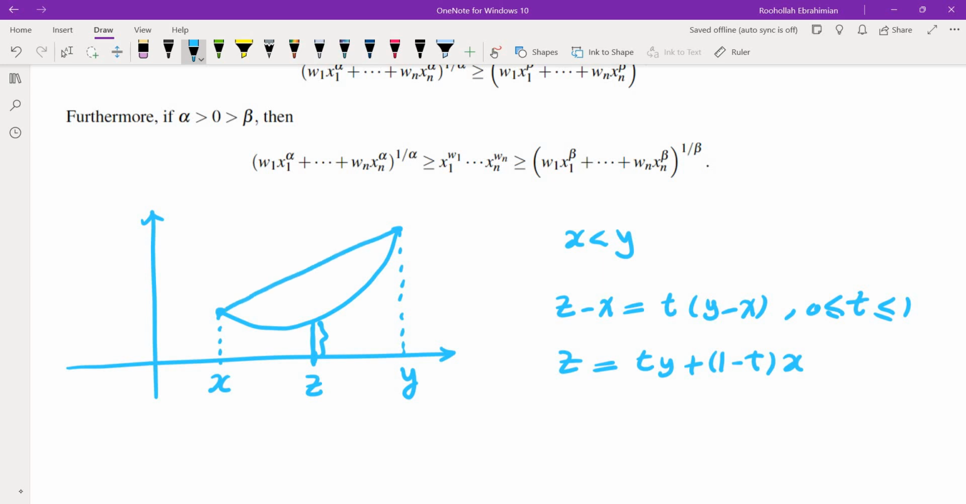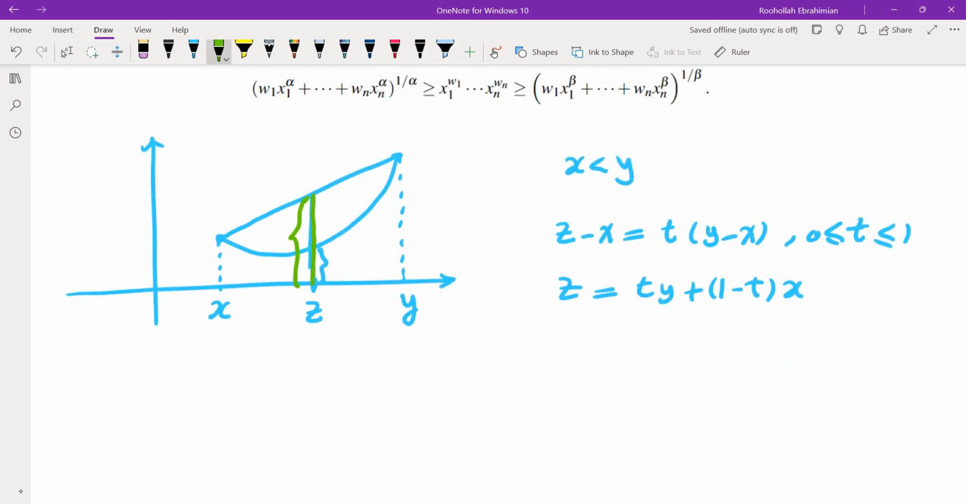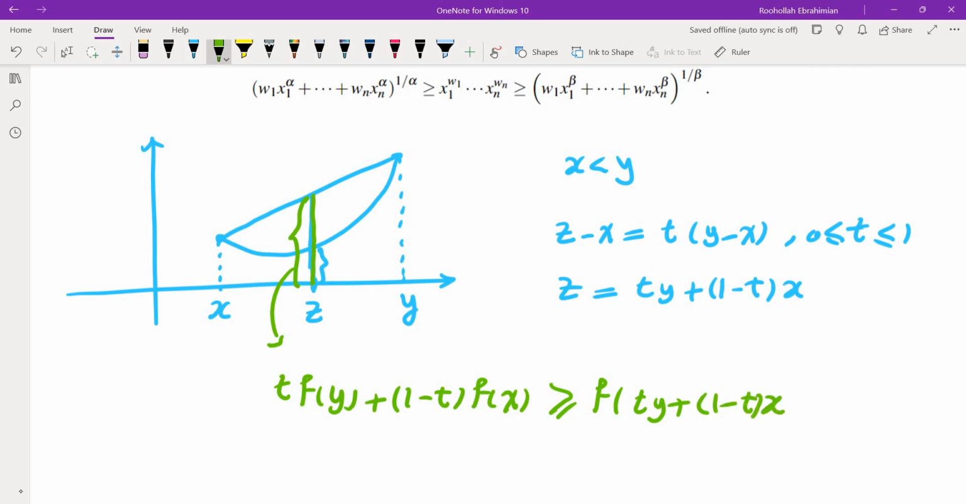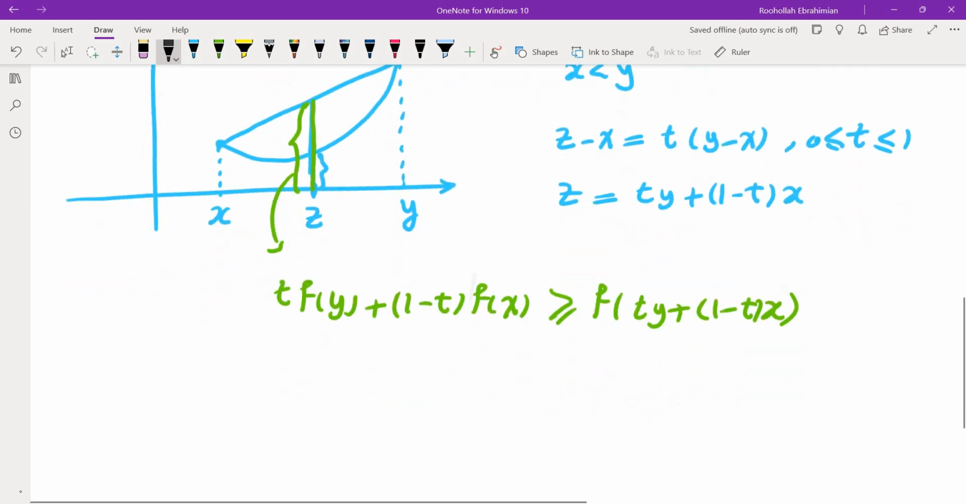And if you look at this portion from the bottom to this, we know that this guy is larger. If you write down the equation of this line and evaluate this length, it becomes t times f of y plus (1 minus t) times f of x. So of course the green portion is greater than or equal to the blue portion, which is f of ty plus (1 minus t)x. And this is the definition of a convex or concave up function.